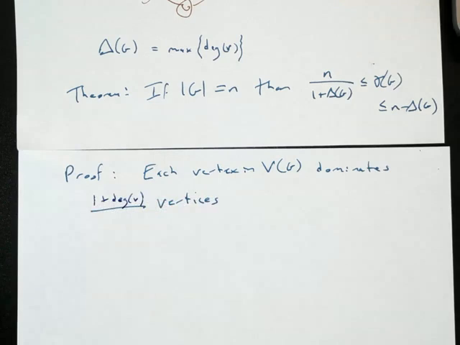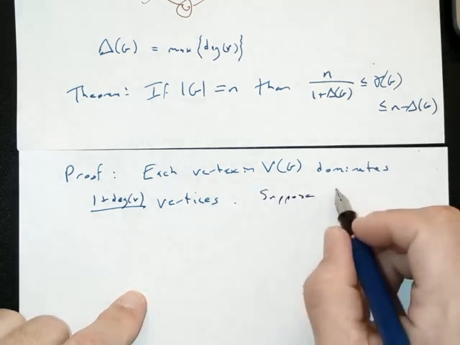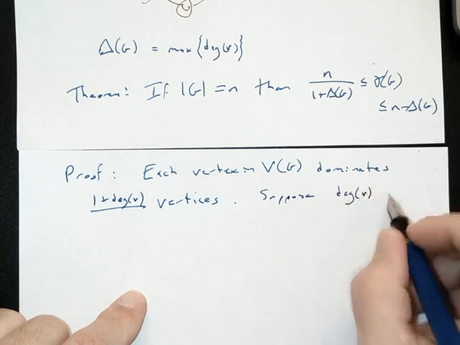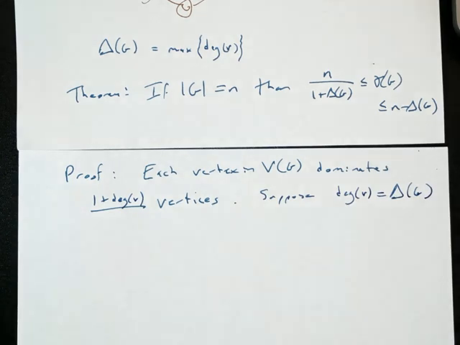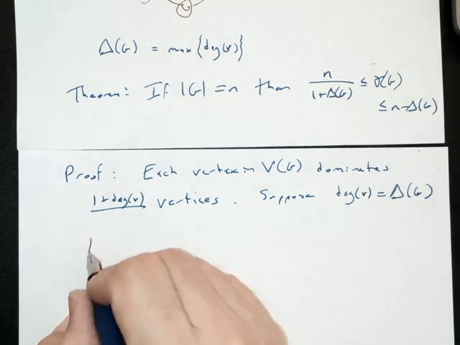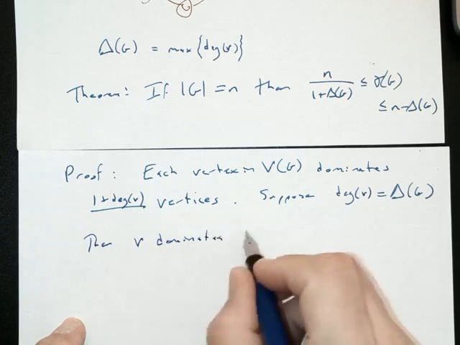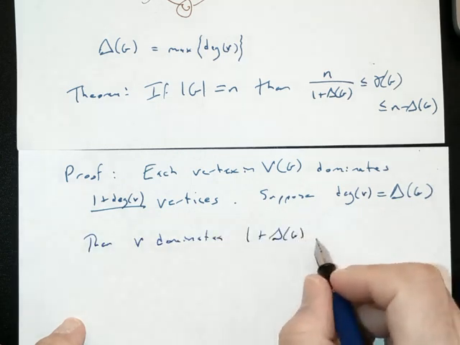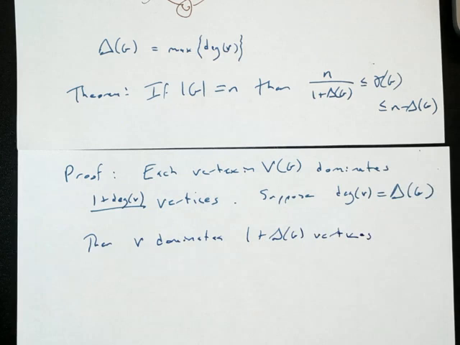So let's pick a vertex with maximal degree. Then I know that it dominates 1 plus delta of G vertices, which means it misses the rest.